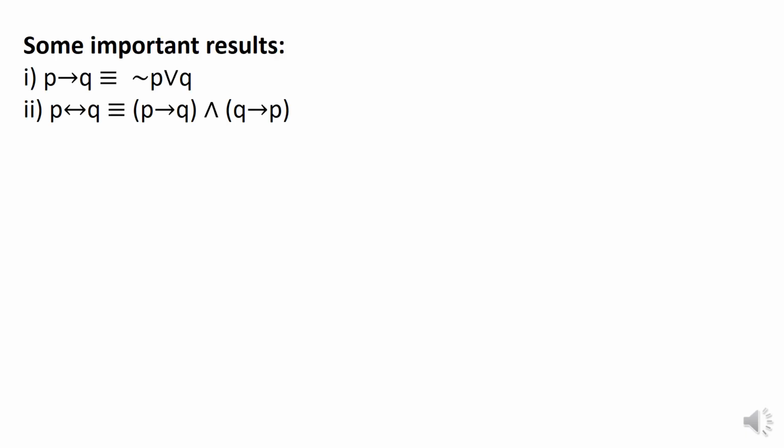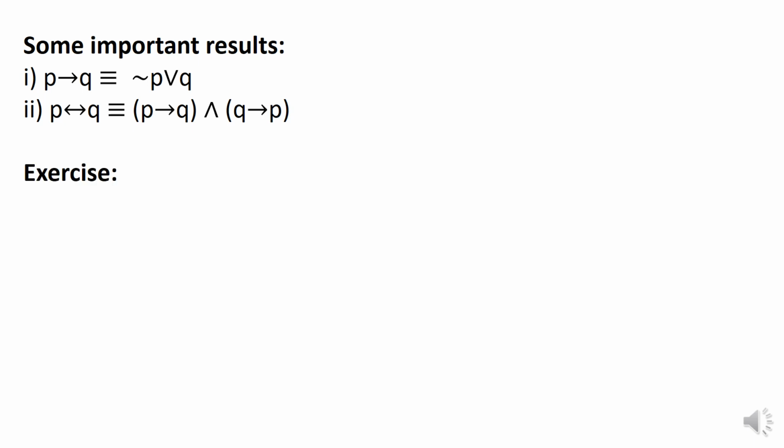Some important results which you should keep in mind because such sums can be asked of you. The meaning of if P then Q is not P or Q. Similarly, the meaning of P if and only if Q is if P then Q and if Q then P. You can prove this by drawing truth tables.